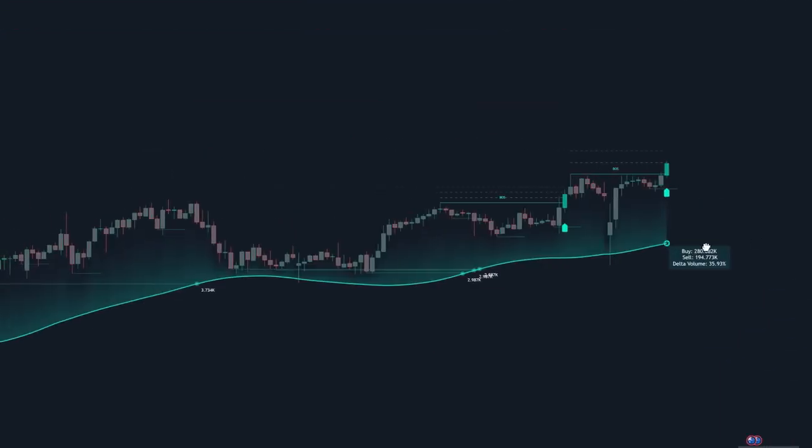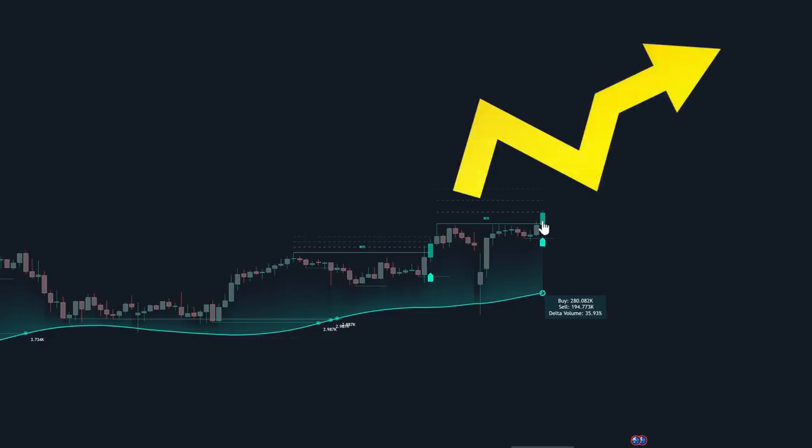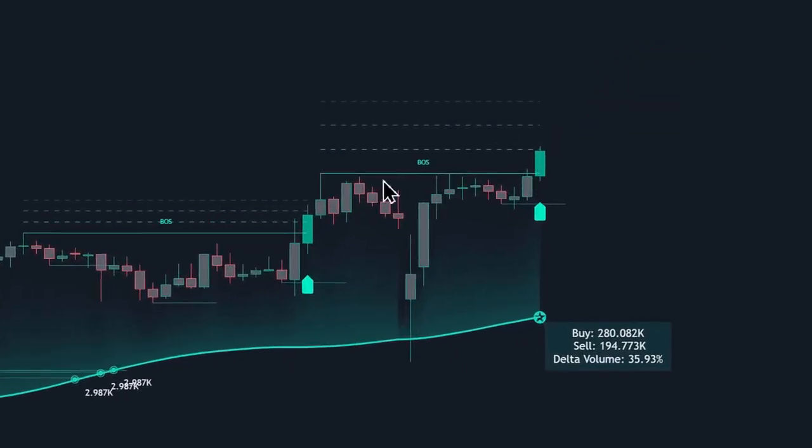Now, to take a long position, the first condition is to confirm that the VIDIA ribbon is green and the price is trading above it, which tells us that the trend is bullish. Next, you want to wait for a bullish BOS label to appear along with the green upward label from the smart money breakout indicator. Once you have that signal, you want to check the delta volume to make sure it's positive and at least 30%. If it is, you can enter the trade on that candle.